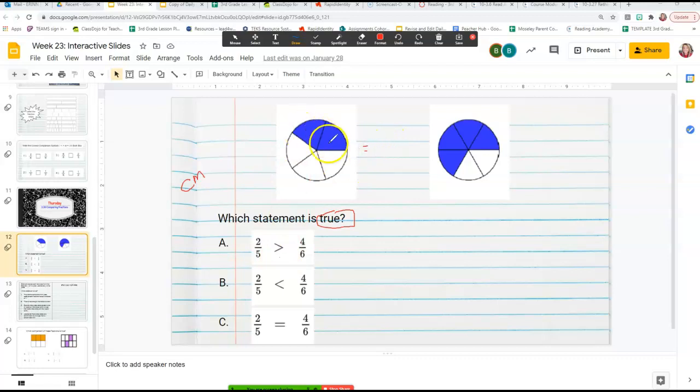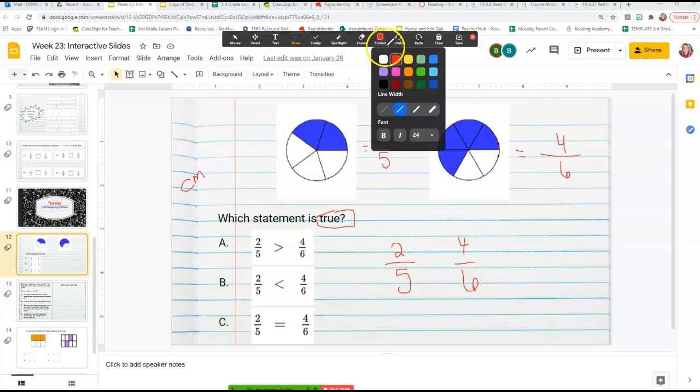So we have 1, 2, 3, 4, 5 pieces over here, and 2 of them are shaded. So I have 2/5. Over here, I have 1, 2, 3, 4, 5, 6 pieces, and 4 of them are shaded. And I know I'm cross multiplying, so I'm going to take my 2 fractions. I have 2/5, and I have 4/6, and let's cross multiply. So pause the video here, write these down, and do this with me, please.